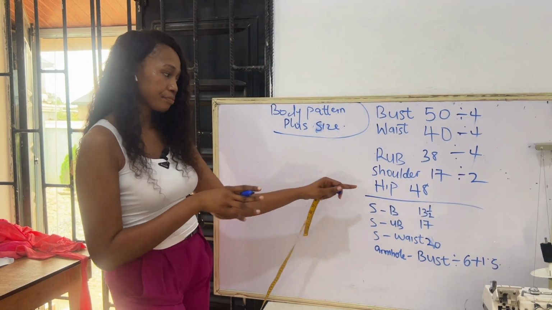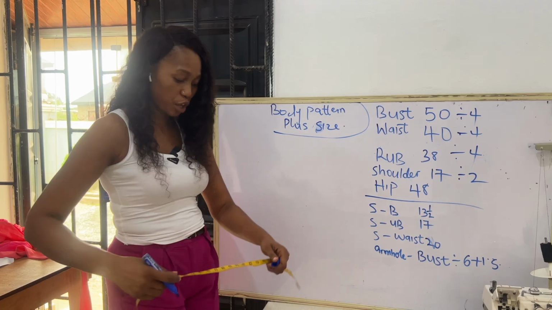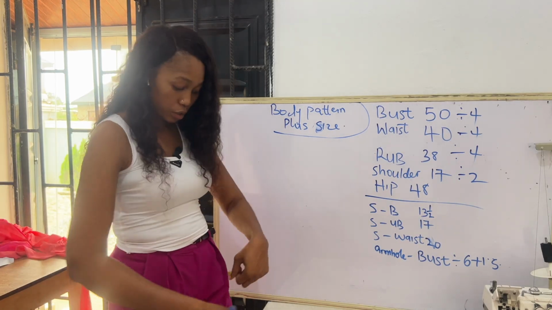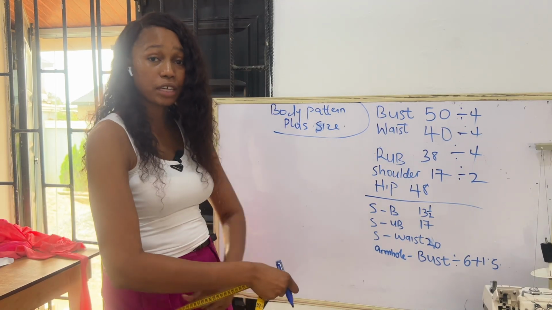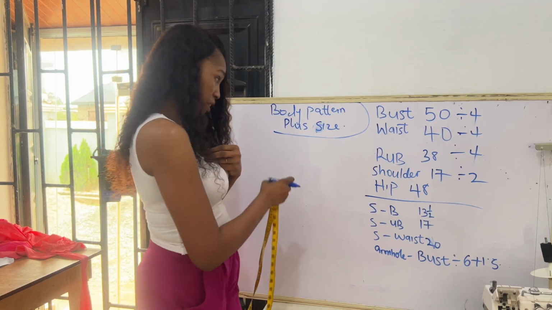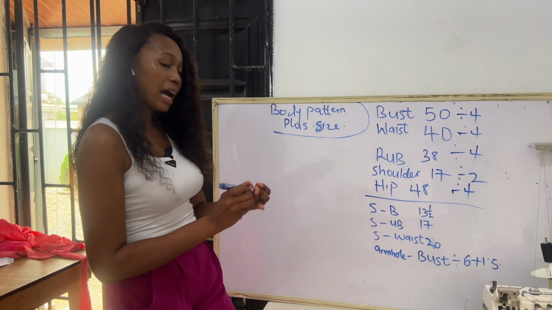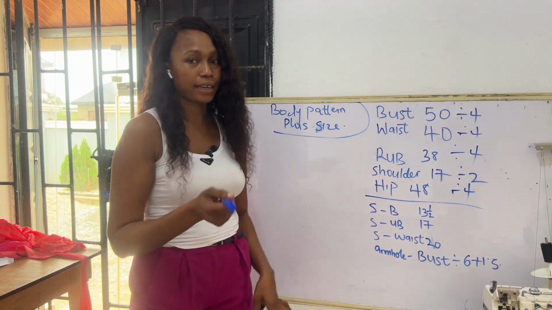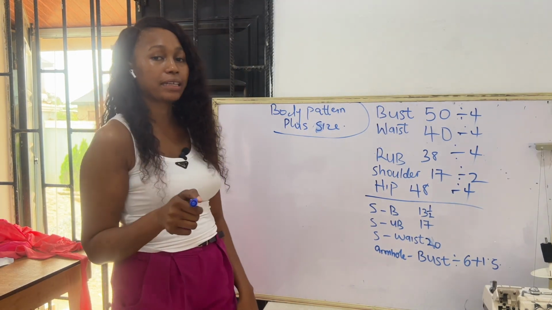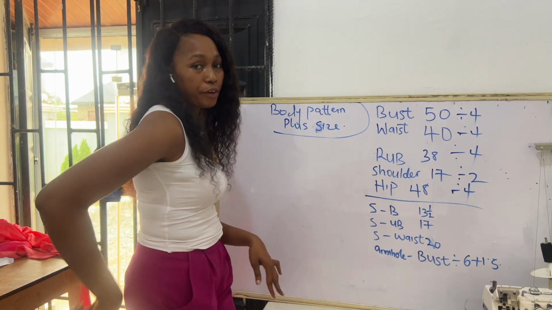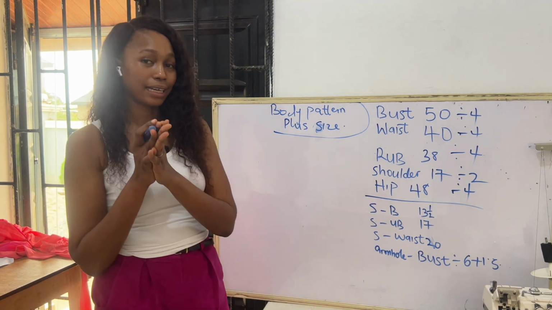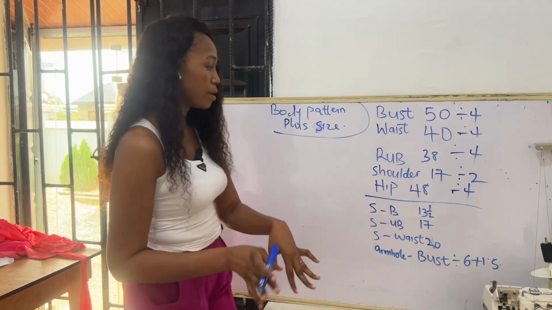Then we talk about the hip. Round your hip circumference, when you take it, should be divided by 4 also. Any measurement that goes round the body should be divided by 4, because you're dividing 1, 2, 3, 4. Yes, I hope you understand what I mean by that.